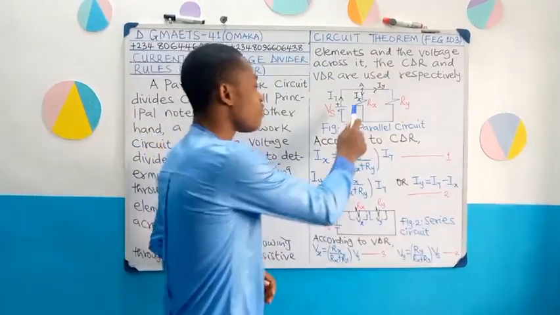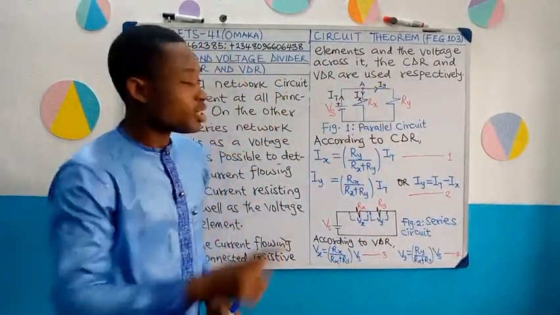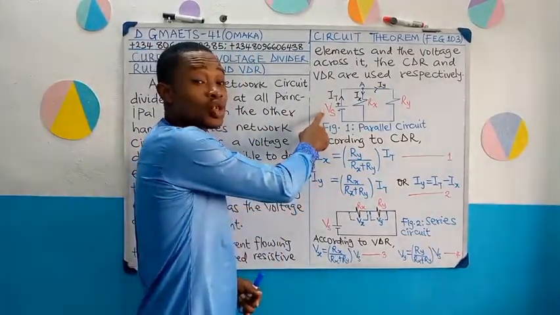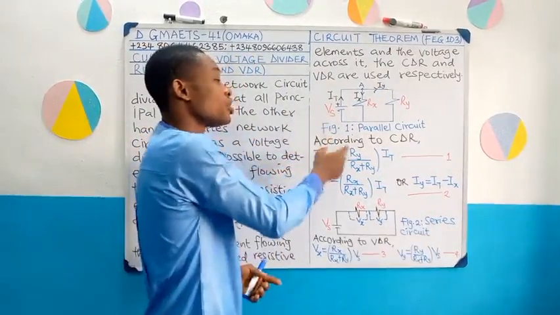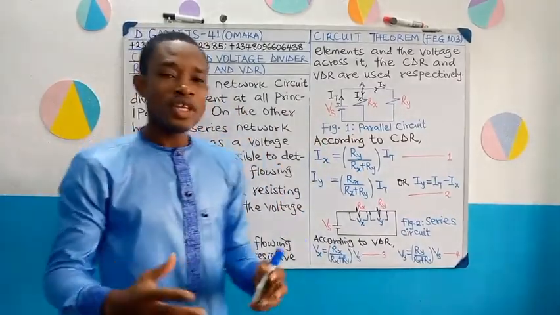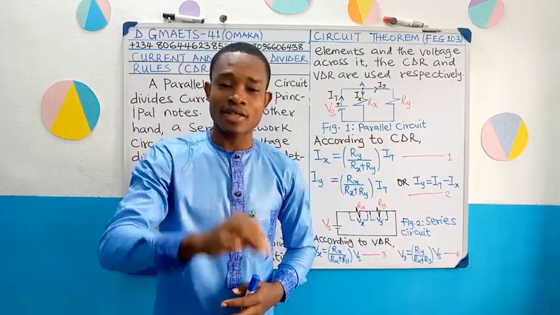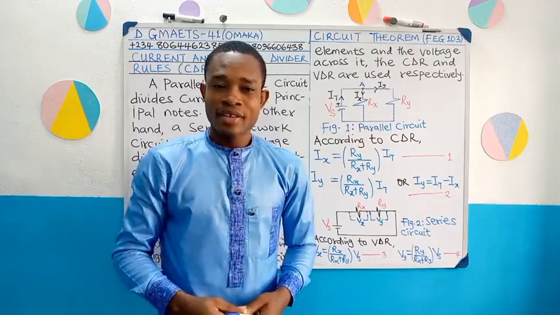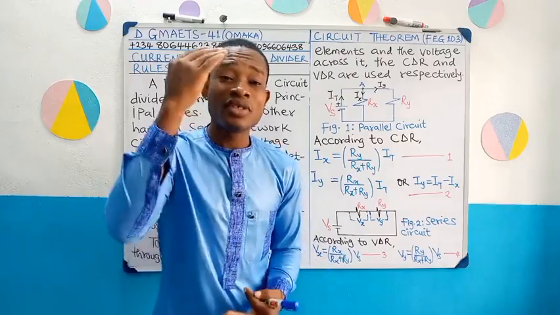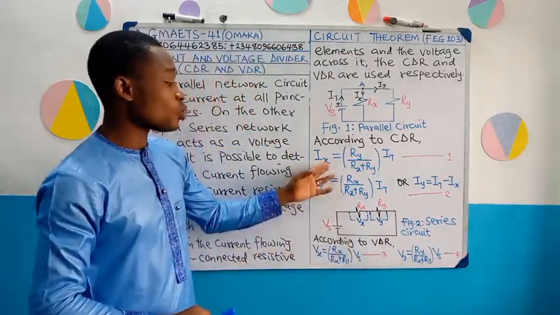Now how can we determine the value of I sub X? How can we determine the value of I sub Y? Take note please, this V sub S means source voltage, or simply total voltage, the voltage produced by the cell. Now all we need to do is to apply our CDR to determine the value of I sub X and I sub Y. This CDR simply helps us to use the resistance value to calculate current. And that's what we have here in question 1 and 2.